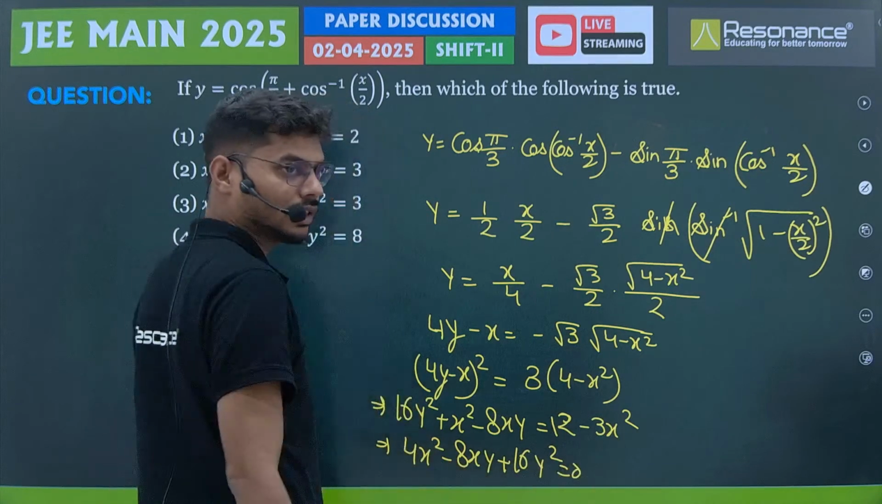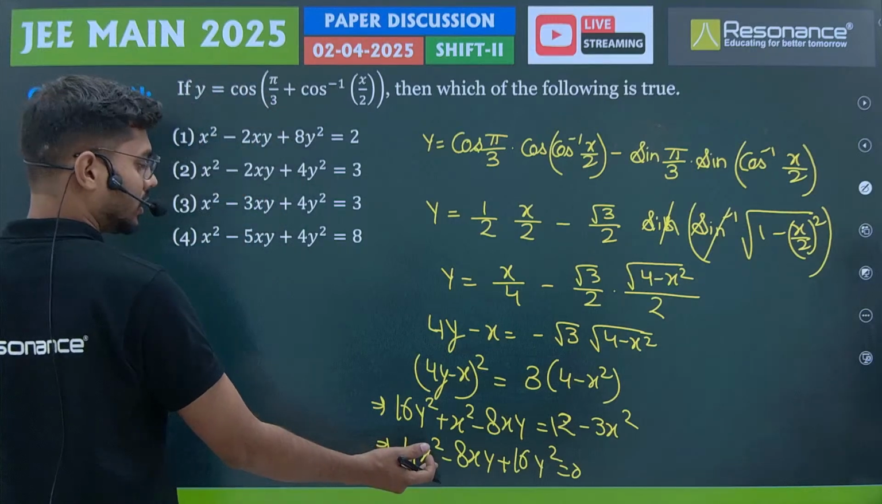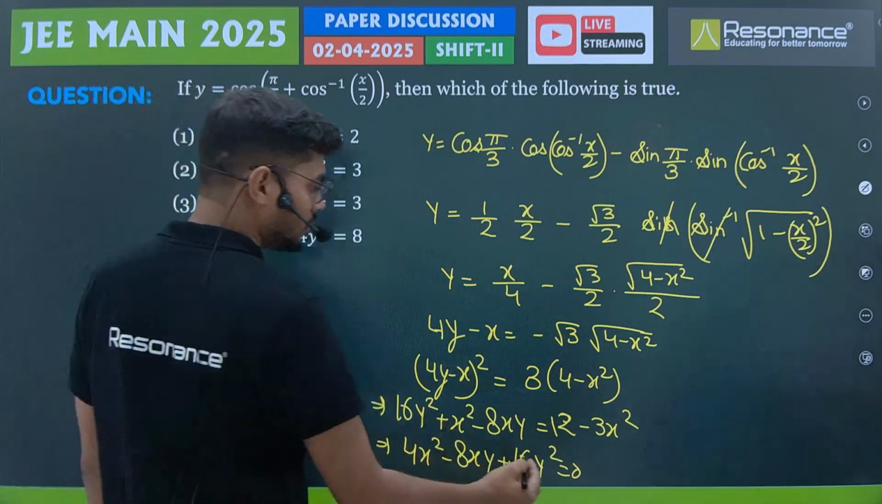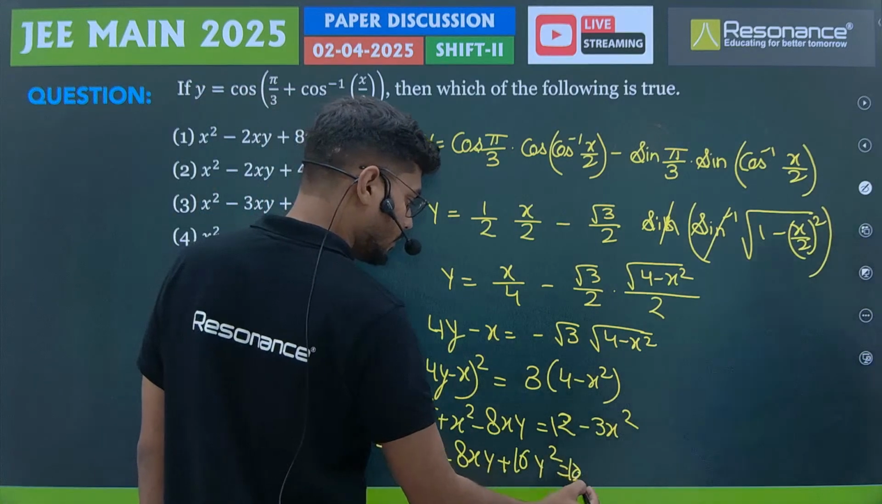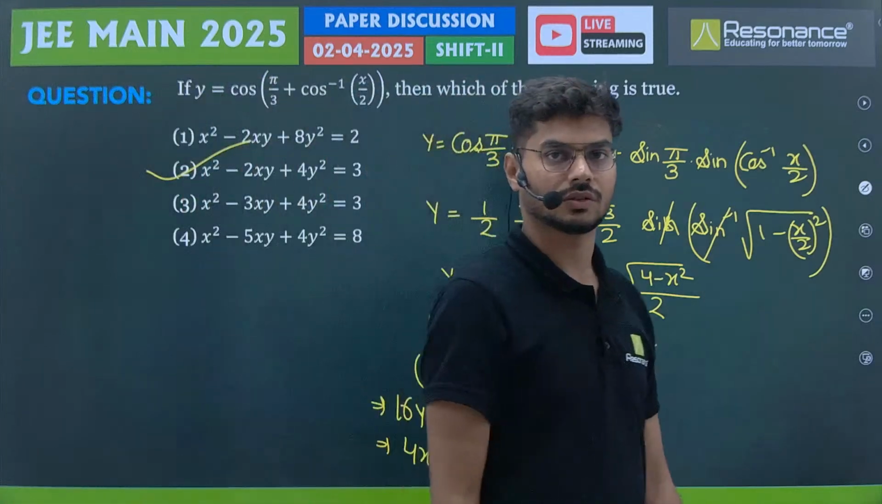Anything common we can take from here? Of course, we can take 4 common. If I take 4 common, what is the answer? x square minus 2xy plus 4y square equal to 3. So hence, our second option is correct for this particular question.